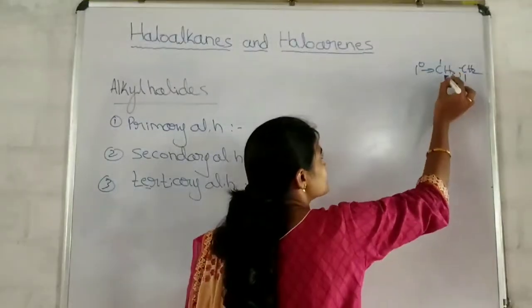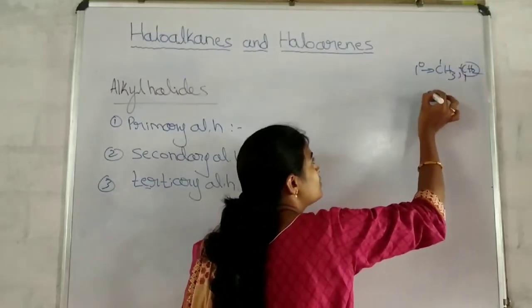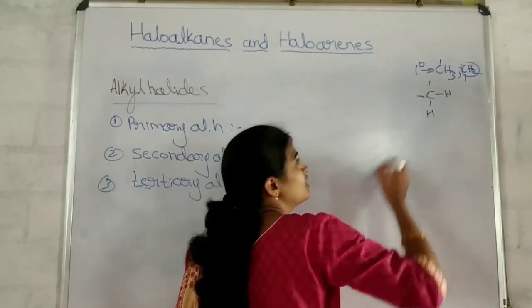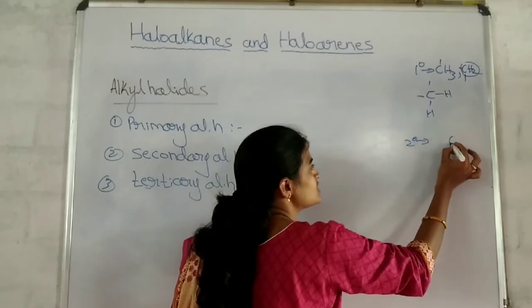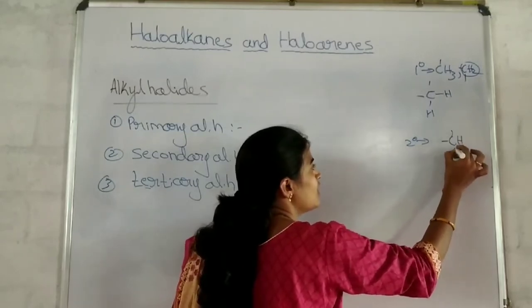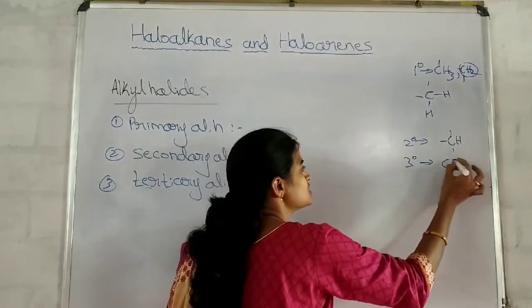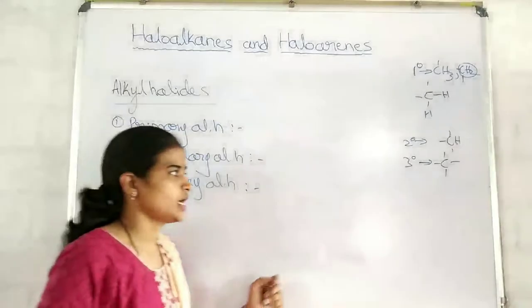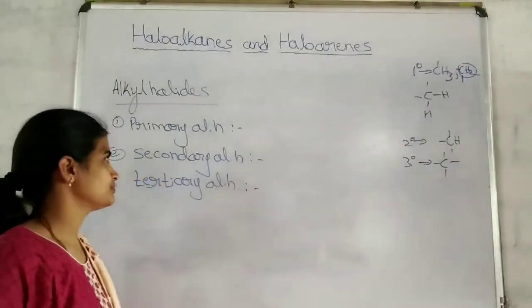This is only one example and this is a general example. The carbon atom which is directly attached with 2 hydrogen atoms is called primary. What is a secondary carbon atom? One which is directly attached with only 1 hydrogen atom. What is a tertiary carbon atom? One which has no directly attached hydrogen atoms is called a tertiary carbon atom.